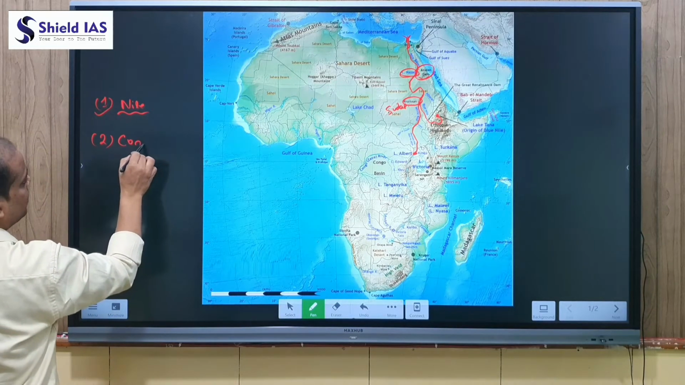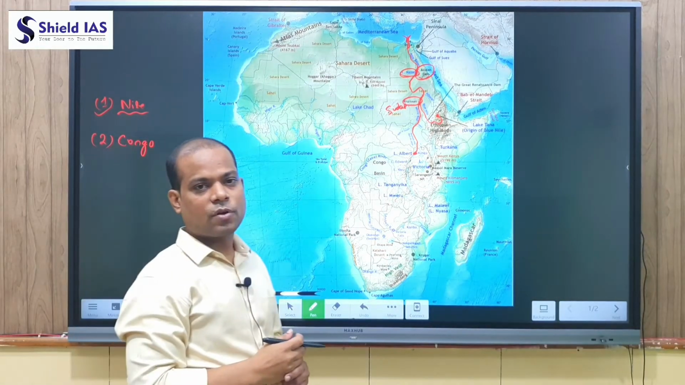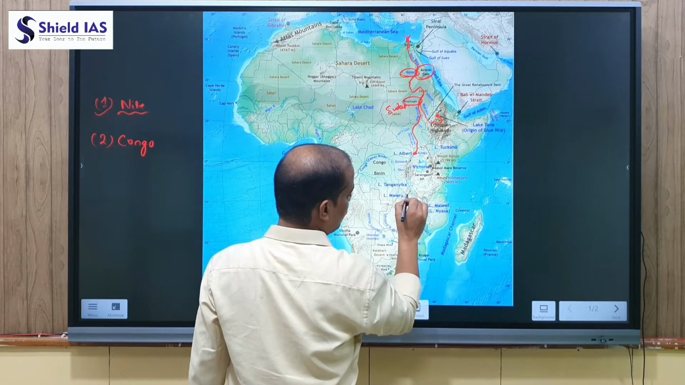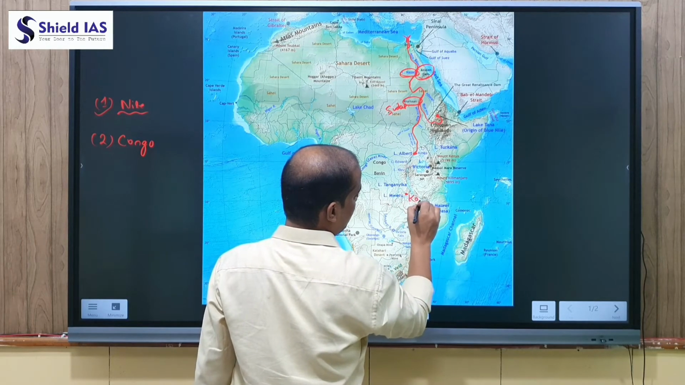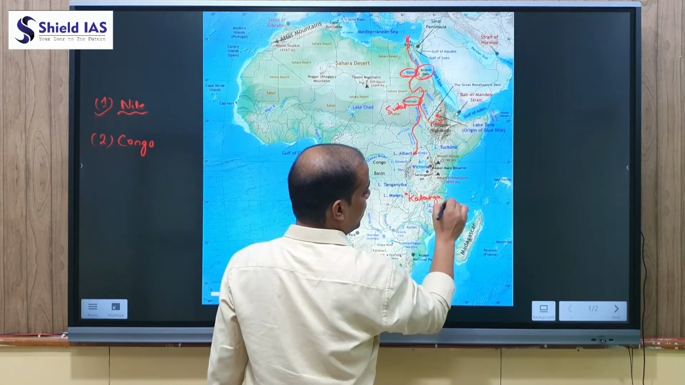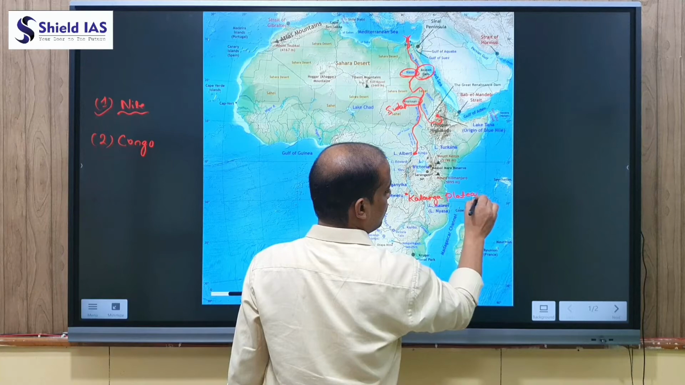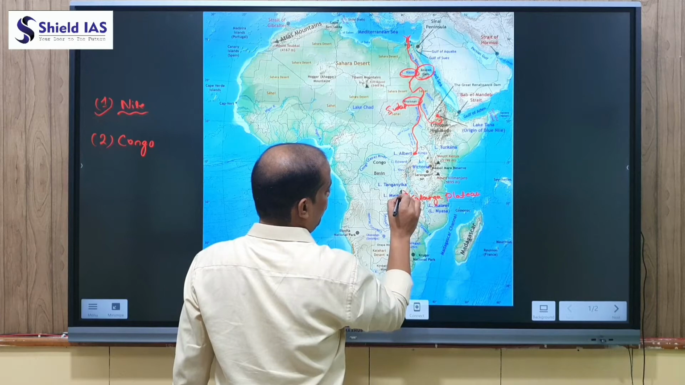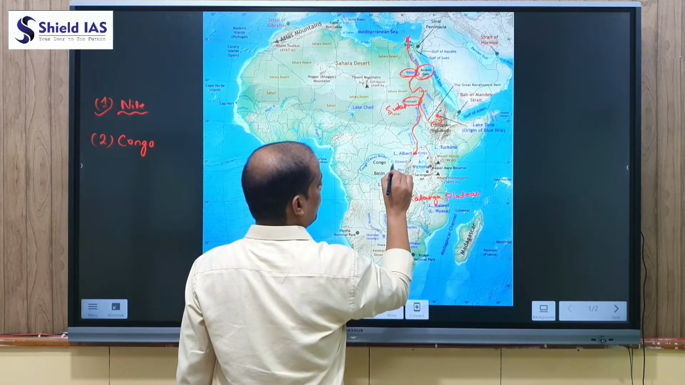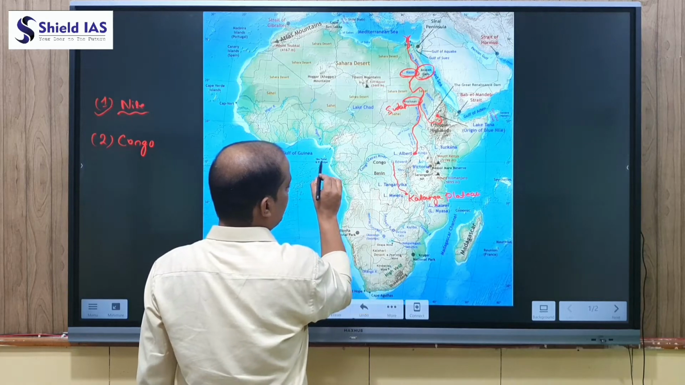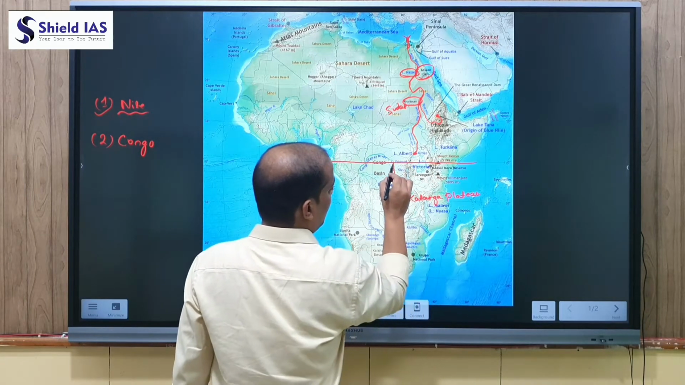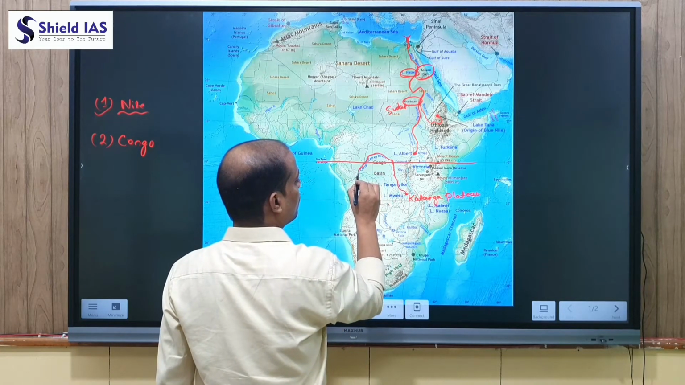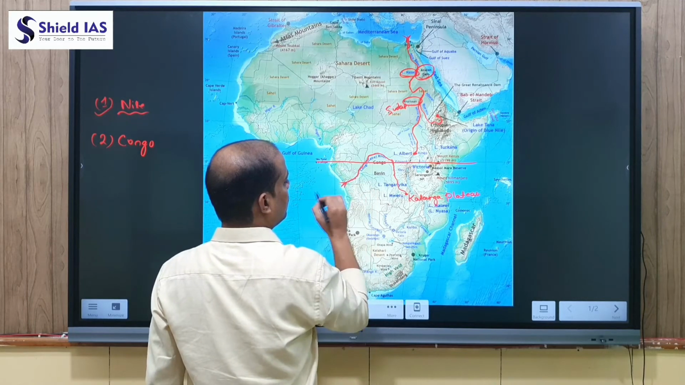The second river is the river Congo, which is also important. The source of the river Congo is southwest of Lake Tanganyika, at a place known as the Katanga Plateau. From the Katanga Plateau the river Congo flows toward the north, and it crosses the equator. As you know, this is the equator, and it crosses the equator, moves toward the north, further turns into the south, and ends in the Atlantic Ocean.